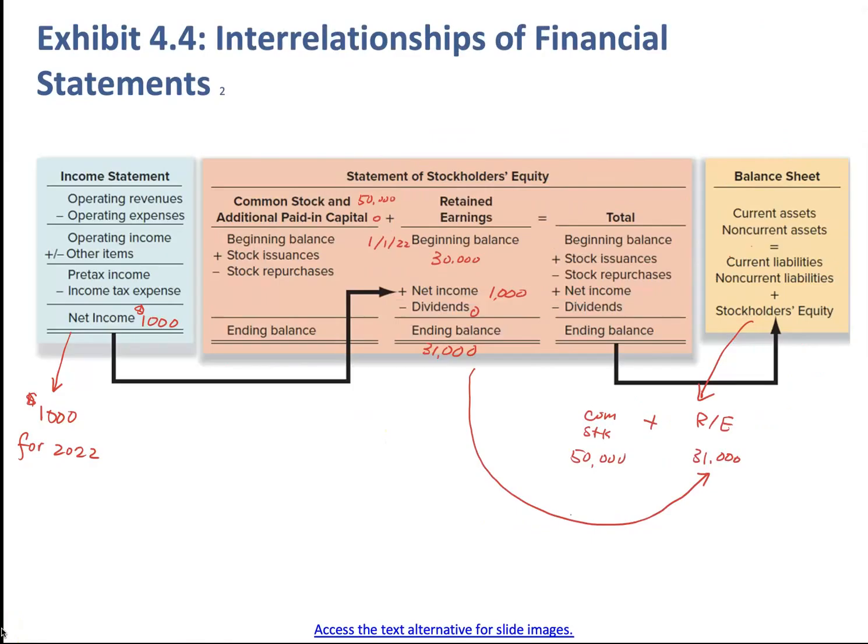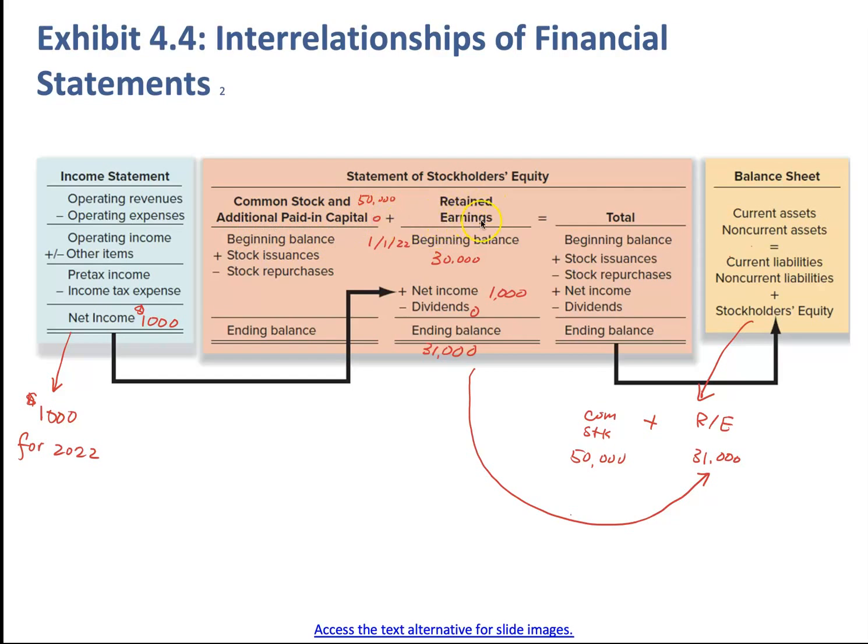All right, here is a simplified example. Let's assume that during the period, the company has a net income of $1,000 for year 2022. How is this reflected in the balance sheet? If we look at the statement of stockholders' equity, let's assume there's common stock of $50,000. When the investors initially invested in the firm, they paid no premium, so additional paid-in capital, APIC, is 0.